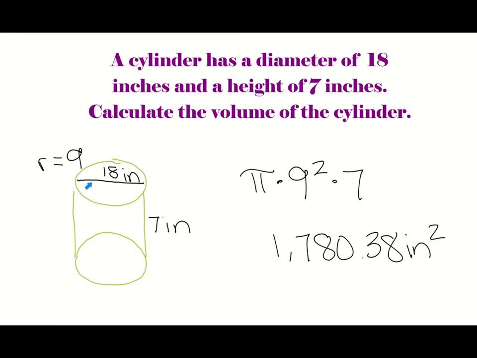I labeled all the way across the circle because it said that it's a diameter of 18, so that's what this is, the diameter all the way across. Here's my height. When I look at my formula, pi times radius squared, I didn't put this 18 in because that's my diameter. I had to use the radius of 9, so I took half of 18. And then times the height, and plug it into your calculator. 3.14 times 9 squared, which is 81, times 7. My answer would be 1,780.38.